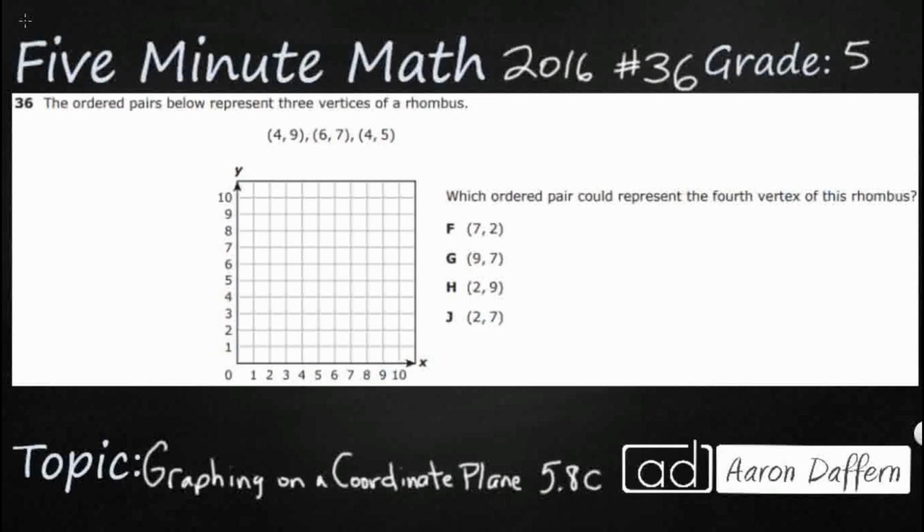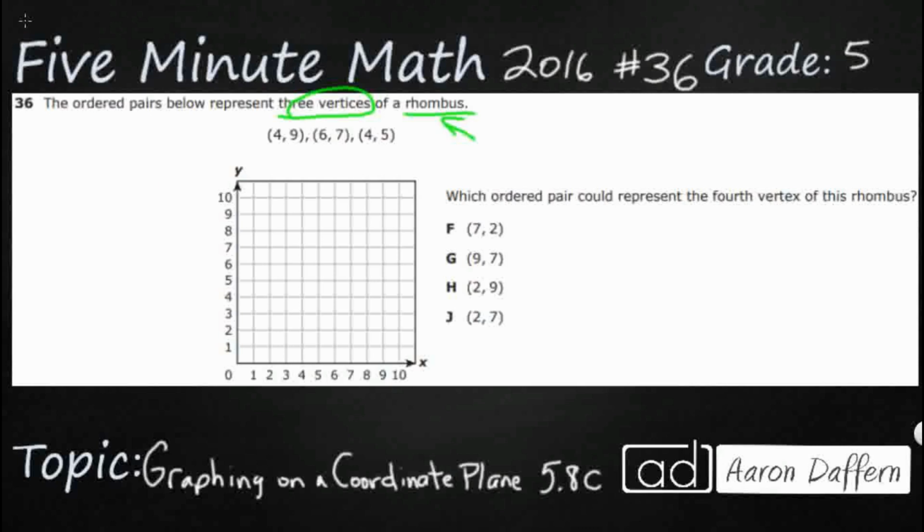So we have a problem where we've got 3 vertices of a rhombus: (4, 9), (6, 7), and (4, 5). We need to find the 4th vertex. Well, first, let's make sure we define our rhombus here.